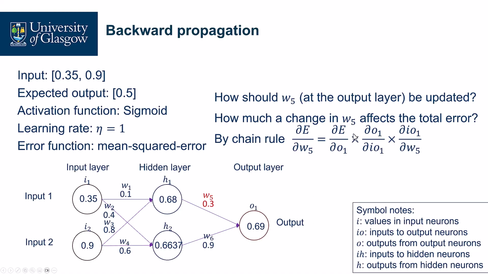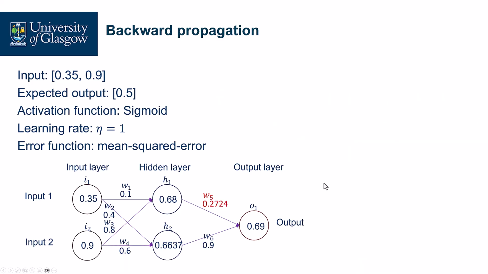And then the partial derivative of the output of this neuron with respect to the input of the output neuron. So input here. And then we will have the input of the output neuron with respect to W5. So these three items, we multiply them together, we can describe the change in W5, how it affects the total error, right? So we can see how can we do that.